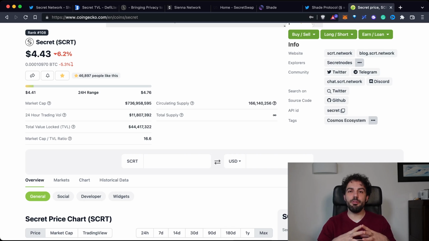Guys, let me know what you think about Secret Network. Will it be able to succeed in the near future? If yes, if not, let me know what you think. What is your favorite DEX in this ecosystem? And if there is some news that I'm missing that you would like to share about this blockchain, I will be more than happy to listen to you.